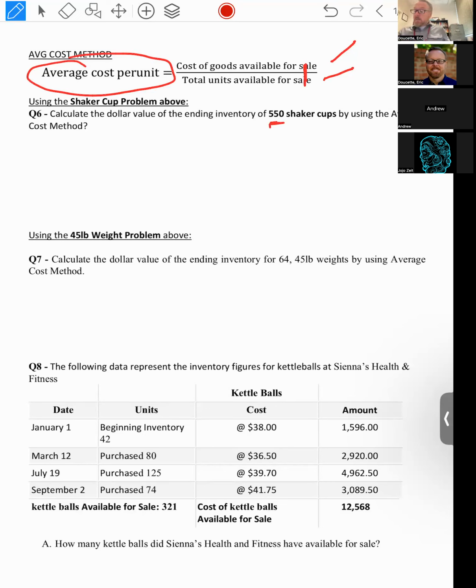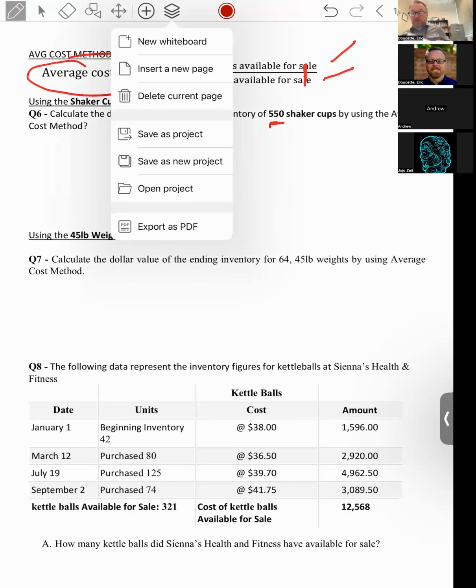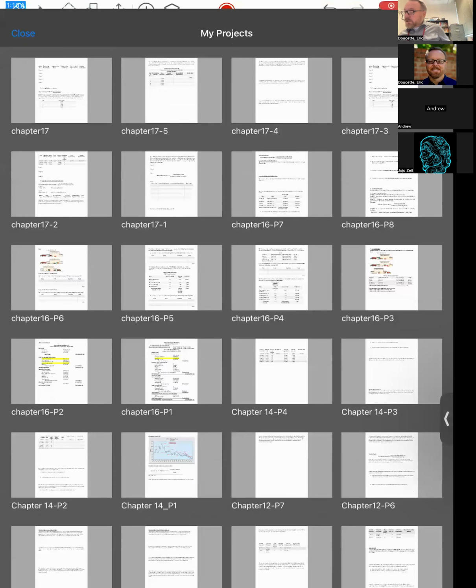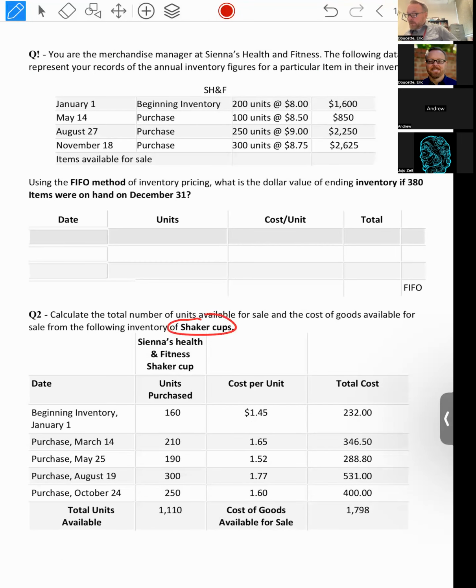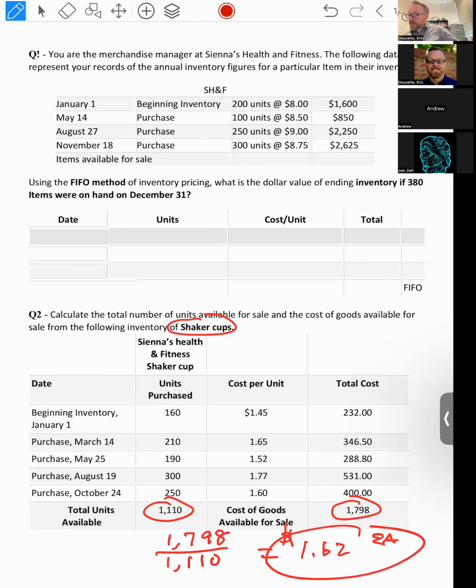So going back to our problem, we'll go back to the first one, the shaker cups, because that's what we've been working with. Here are our shaker cups. So doing average cost inventory is quite easy. All we need to do is go, okay, there's 110 units, and the cost is that. So let's take the cost and divide it by the number of units. If we divide those two together, it comes out to $1.62 each. Okay, that's the average cost. So remember that, 1.62 each.